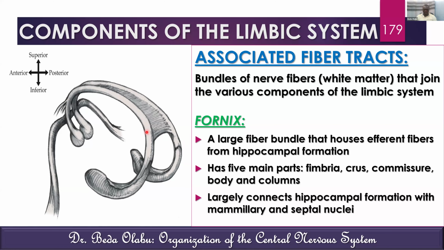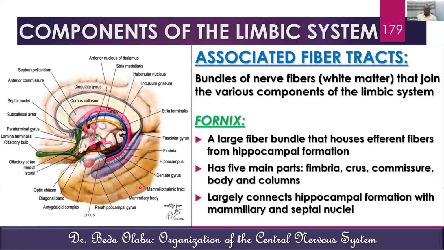The fornix connects the hippocampal formation to the mammillary and septal nuclei. So the anterior column will largely be going to the septal area, and the posterior column to the mammillary nucleus of the hypothalamus, and they come from the hippocampal formation. This image shows you the extension to the septal area through the anterior column and extension to the mammillary nucleus through the posterior column.